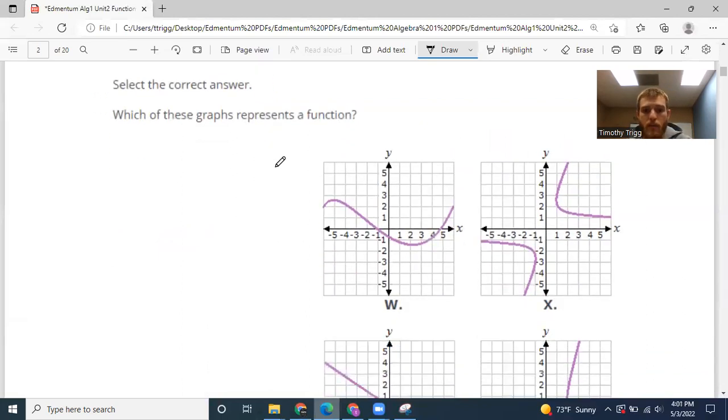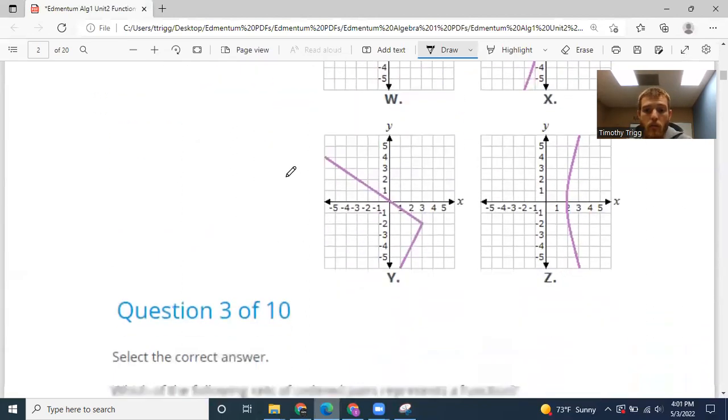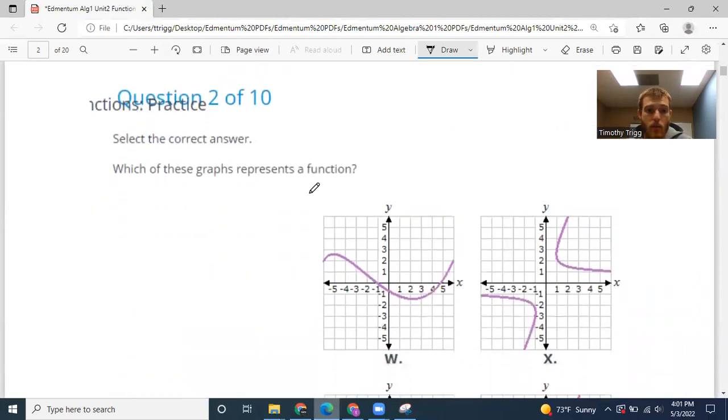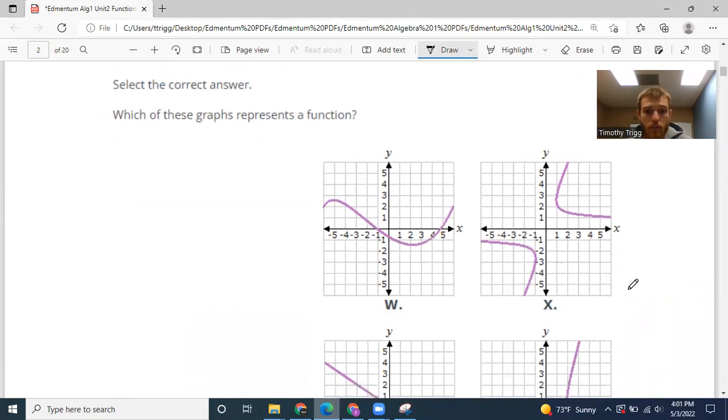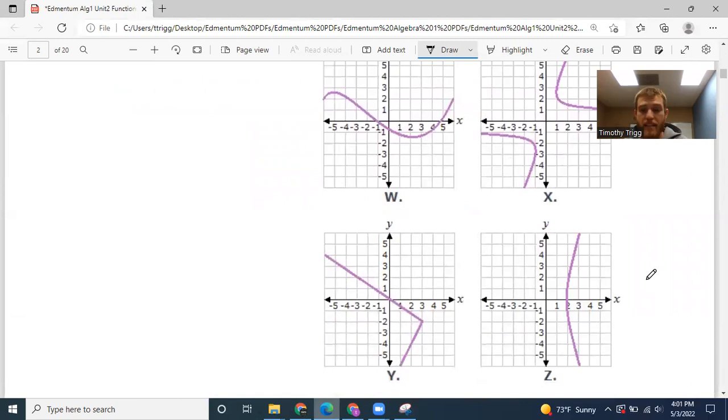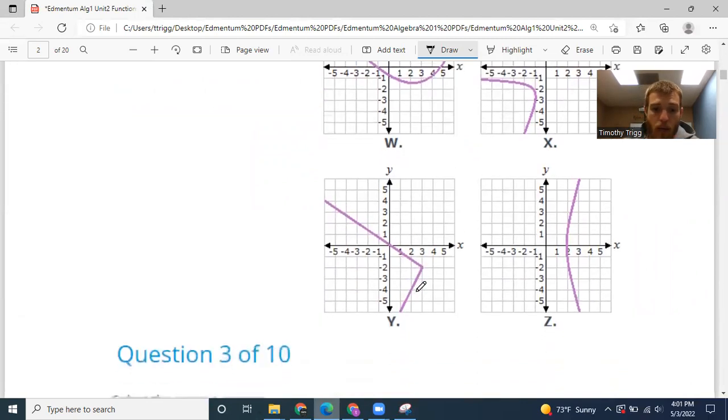Which of these graphs represent a function? So we can go ahead and make the vertical line test. So select the correct answer. Only one of these is going to pass the vertical line test. Let me show you the most obvious fail. I think graph Y is the most obvious fail. If I draw a vertical line, notice it touches twice. So this one's a fail. It fails the vertical line test, so it's not a function.